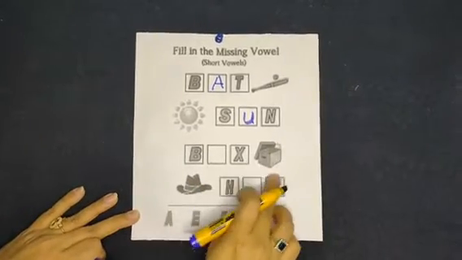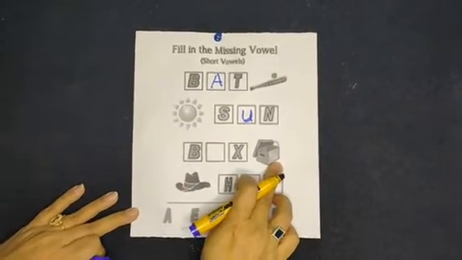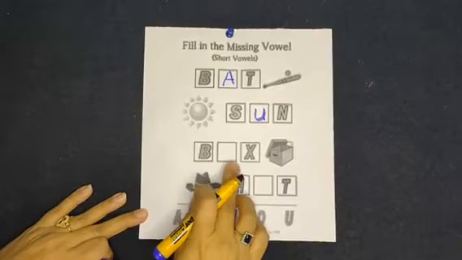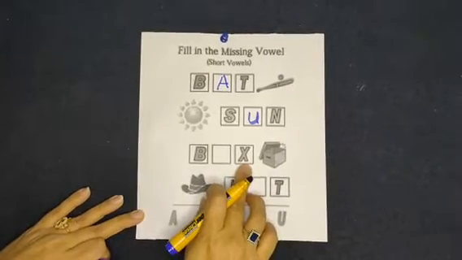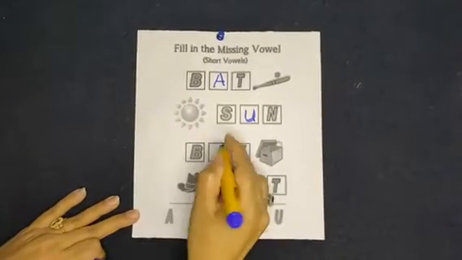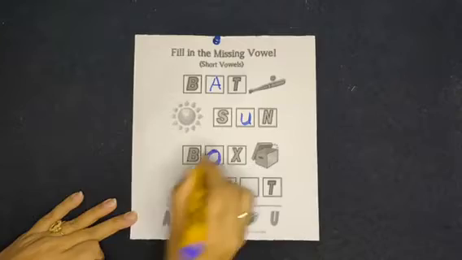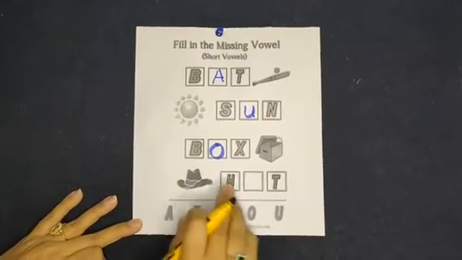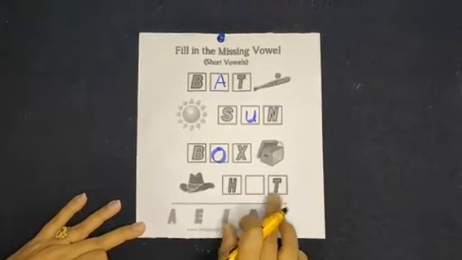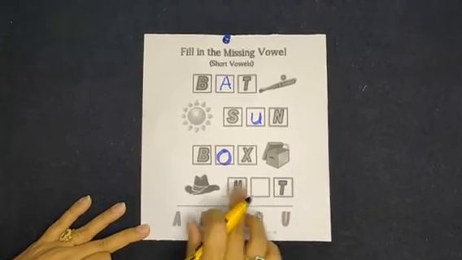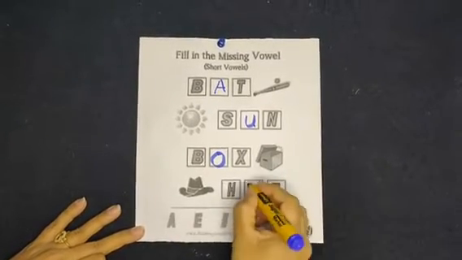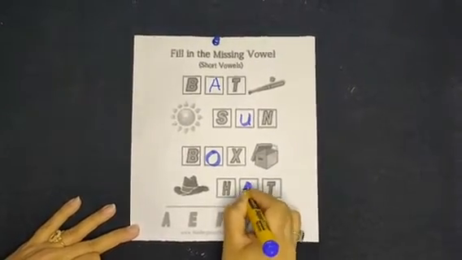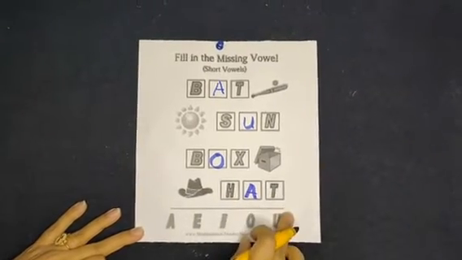Next picture is, what is this? It's a box. So B-X. So what will come here? O. Very good. B-O-X, box. Then this picture is of a hat. H-T. So you have to fill in the vowel. H-A-T. A. Very good. H-A-T, hat.